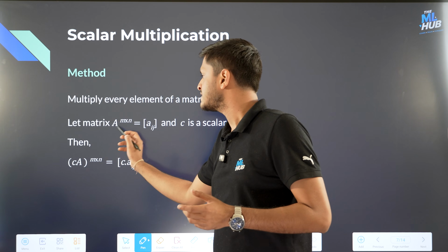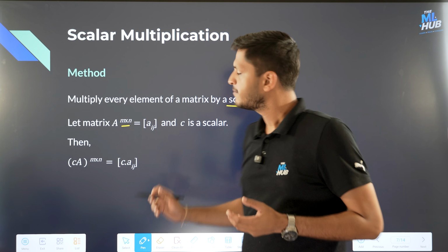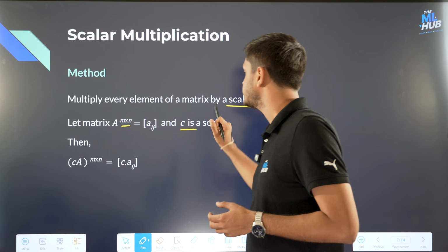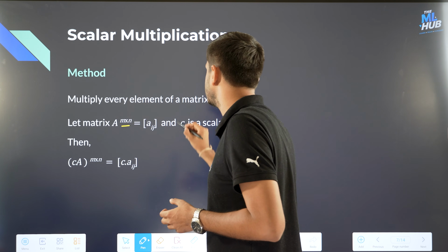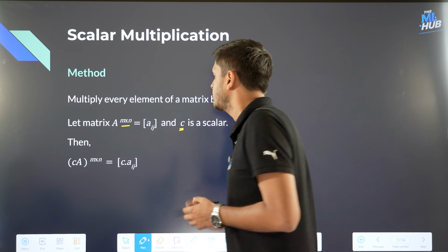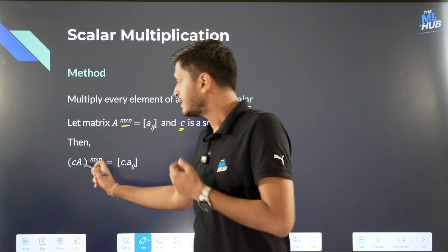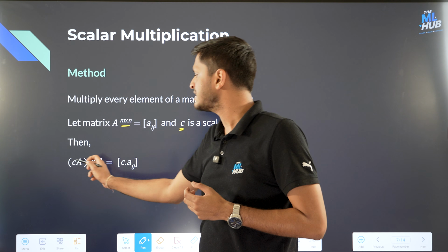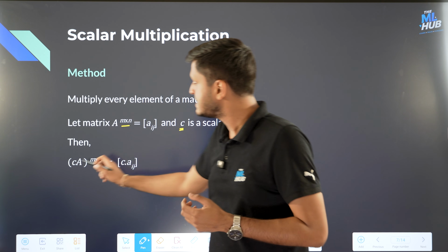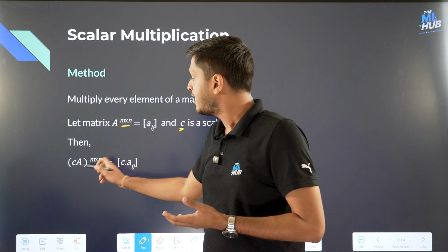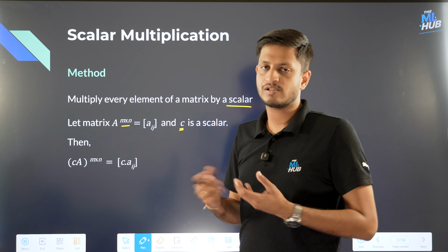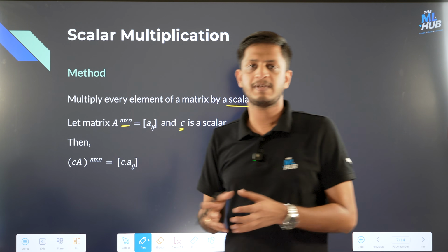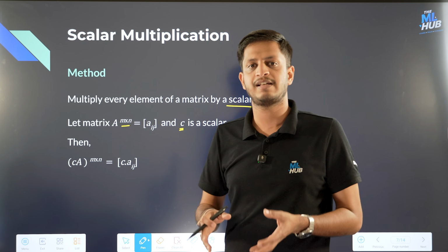So let's say you have a matrix A of order m cross n, where the ijth element is aij, and C is a scalar given. Then we can multiply the entire matrix by C, and we denote it by CA, C times A, which means we are multiplying C with the matrix A. Then CA will be another matrix, and it will also have the order m cross n, and its ijth element will be denoted by C times aij, which means all the elements in the matrix will be multiplied by C, that's all.